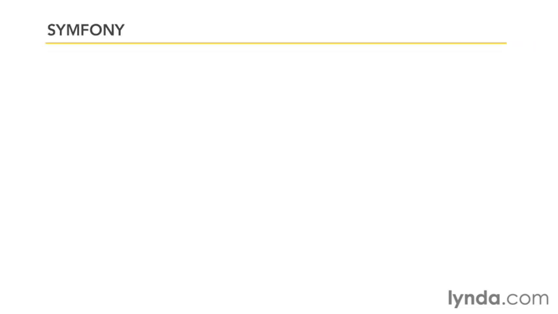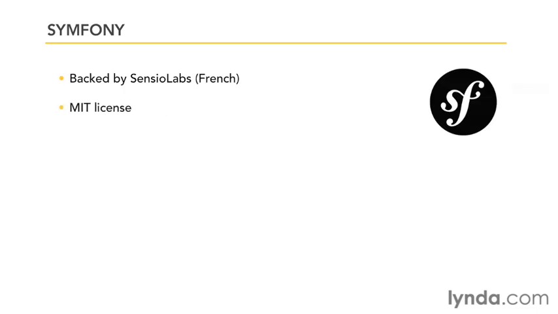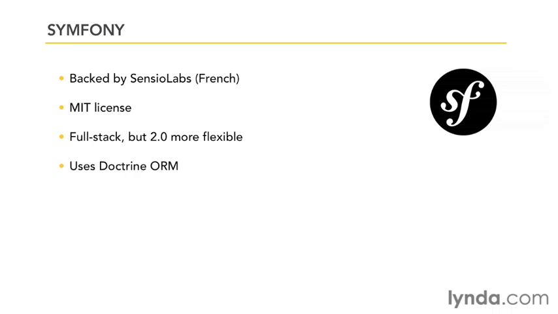The Symfony framework, we're going to look at Symfony 2 in this course. It was first released in 2005 and is backed by a company called Sensio Labs that's based in France. Symfony uses the flexible MIT license. Symfony is a full-stack environment, but 2.0 adds some features that make it more flexible. The model layer of Symfony is handled using Doctrine's object relational mapping utility.